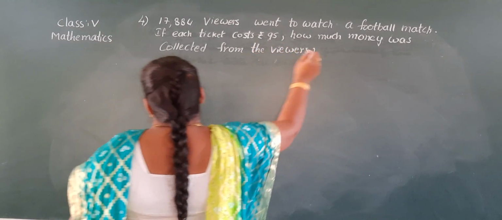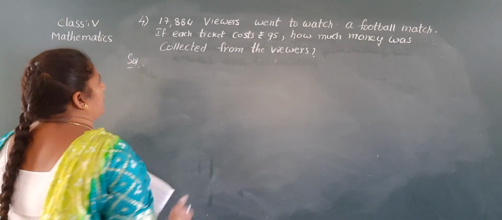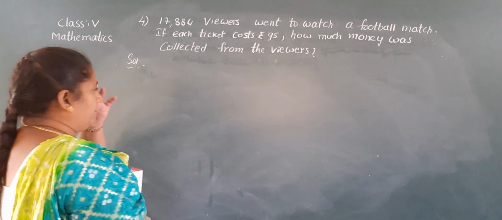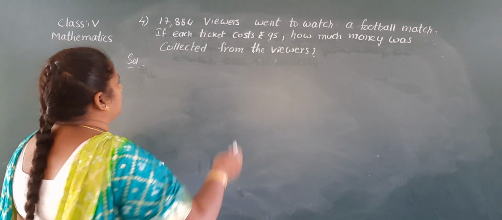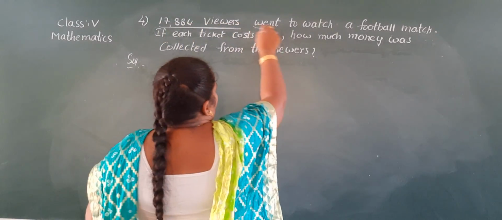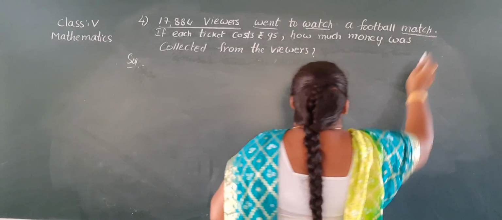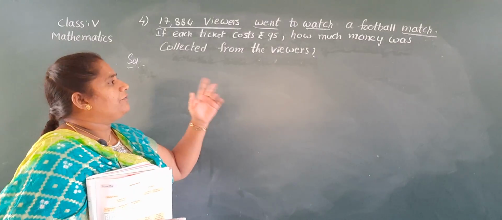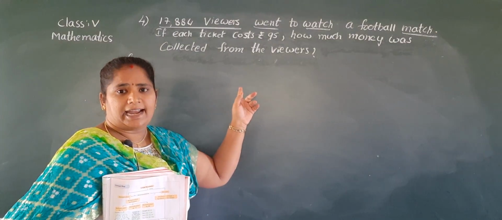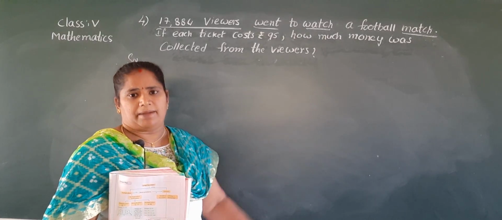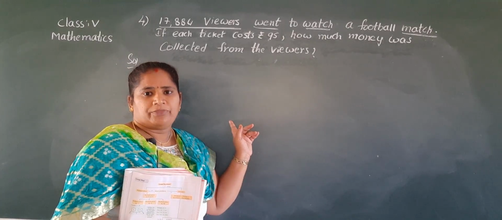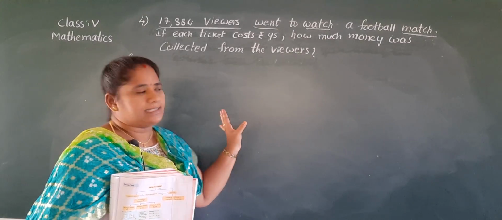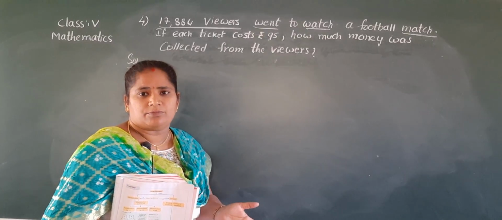See? So, read the problem. 17,884 viewers went to watch a football match. So, how many viewers went to watch the football match? For that match, 17,884 viewers went to watch that match. Okay, how many viewers? Viewers means the people who are watching the match. Those are called viewers.